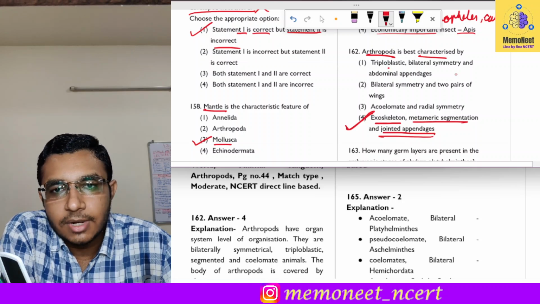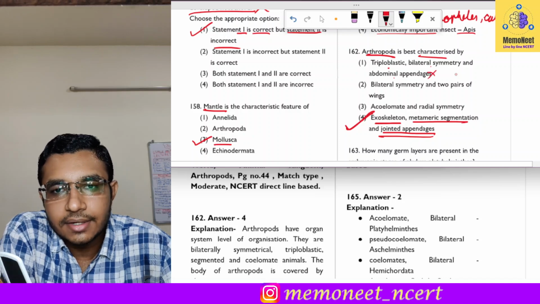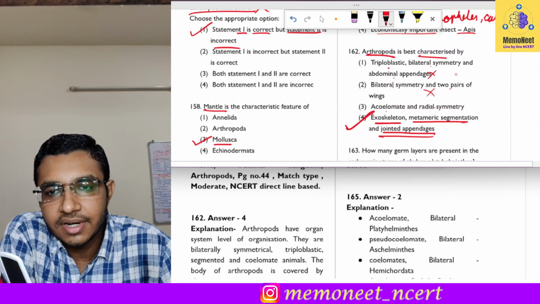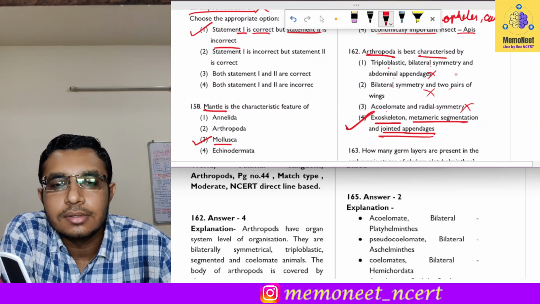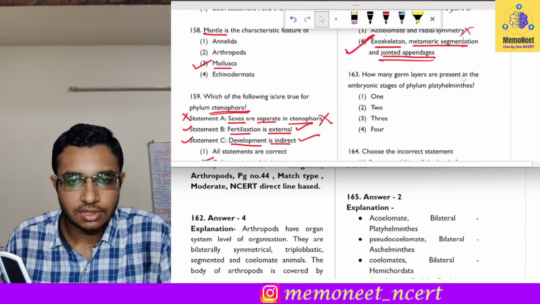First is triploblastic bilateral symmetry and abdominal appendages, so that is incorrect. Second is bilateral symmetry and 2 pairs of wings, so that is also incorrect. And third is acoelomate and radial symmetry, that is also incorrect. So the correct answer of this question will be option 4. The next question is question number 163.